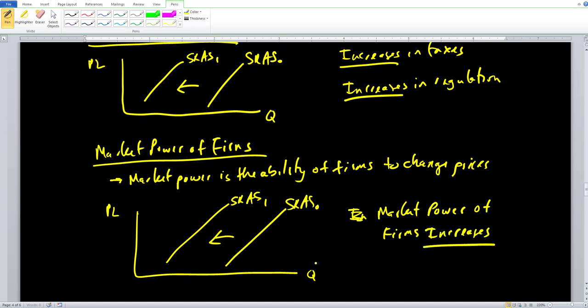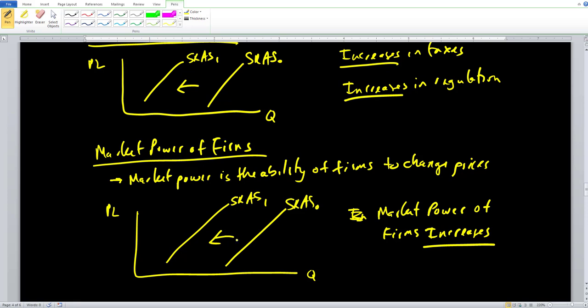So here, when the market power of firms increases, they have a lot more ability to change the prices for whatever good they are selling. And in order for them to charge higher prices for the good they're selling, they're actually going to want to limit how much quantity is within the marketplace. And that has the innate impact of shifting the SRAS curve over to the left. They're going to be supplying less.